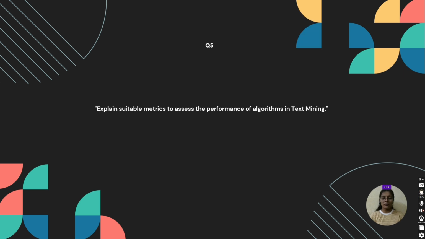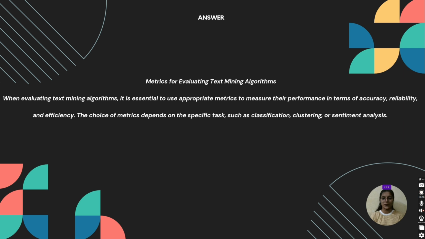Now, the last question is: explain suitable metrics to assess the performance of an algorithm in text mining. The metrics for evaluating text mining algorithms. When evaluating text mining algorithms, it is essential to use appropriate metrics to measure their performance in terms of accuracy, reliability, and efficiency. The choice of metrics depends on the specific tasks such as classification, clustering, or sentiment analysis.